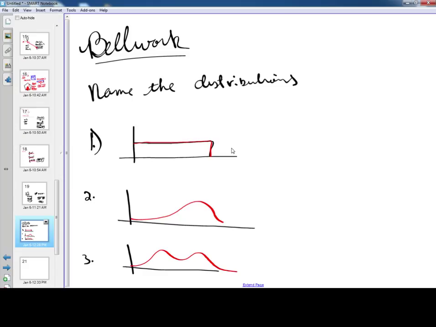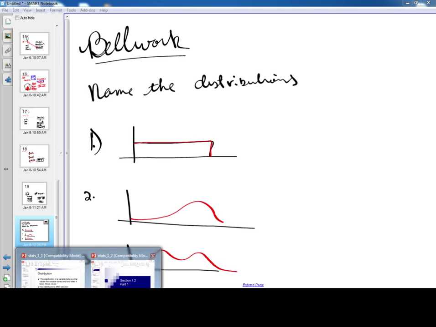Bimodal. Because it's got 2 numbers that happen the most, and that is also symmetric in this case. Well, somewhat. Right? Okay. So if there's no questions on the homework, let's go to the next part.